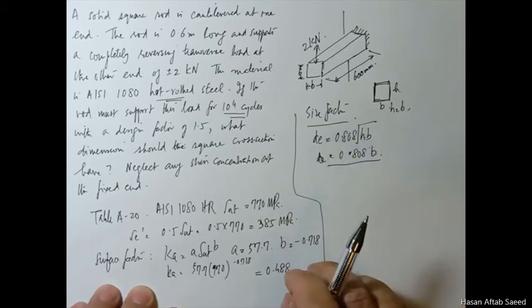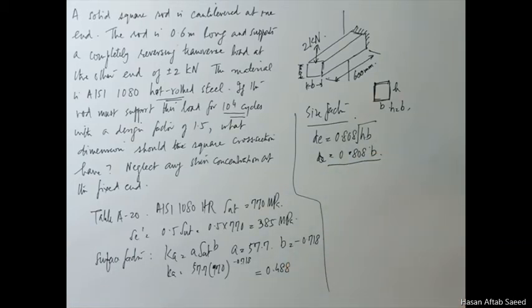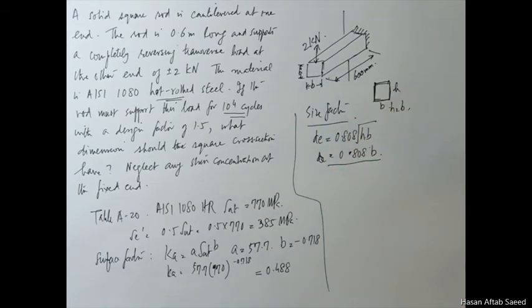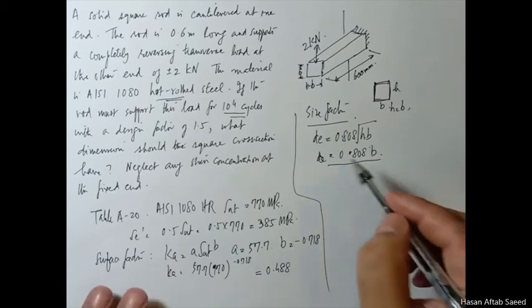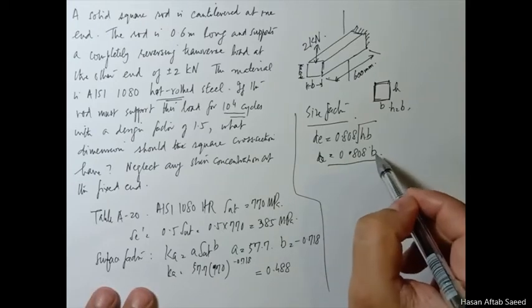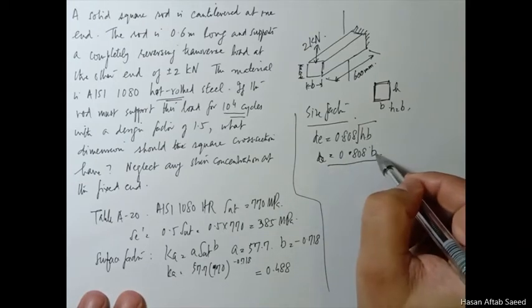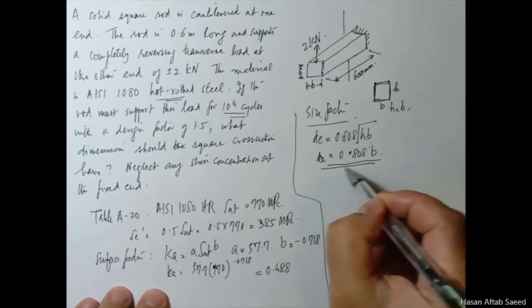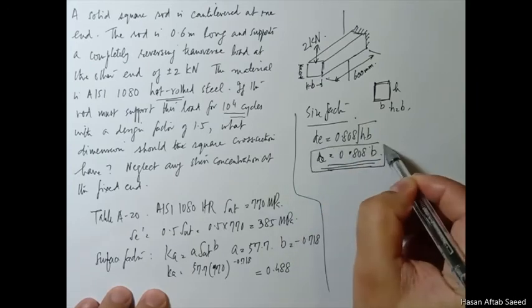Now the thing here is that we cannot find this out, DE, because we don't know B. This is what we need to find out. This is a very typical design situation: you have an expression but you don't know what to put in it, because this is what we need to find out in the first place. So what you do is, let's assume a reasonable value of KB. We'll check this later on.